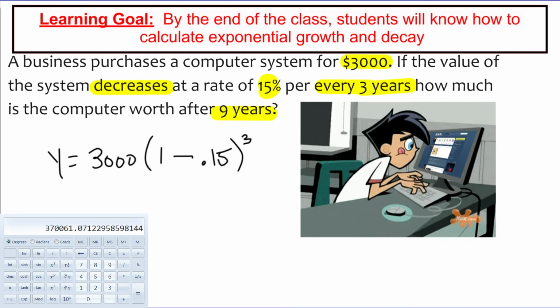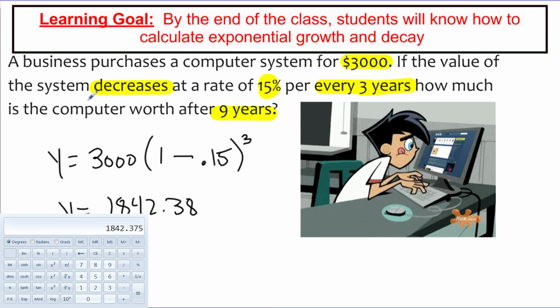So again, let's do a simple calculation. I'm going to say 1 minus 0.15. Well, 1 minus 0.15 is 0.85. So that's what I'm going to raise to the 3rd power, and I'm going to get that answer. I'm going to say times 3,000. And so it looks like after 9 years, at 15% decrease every 3 years, it is worth about $1,842.38.